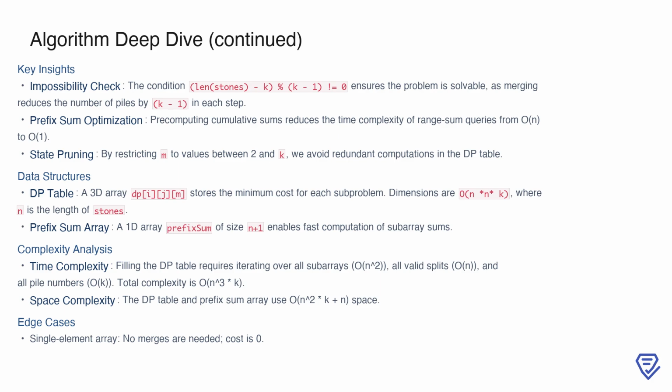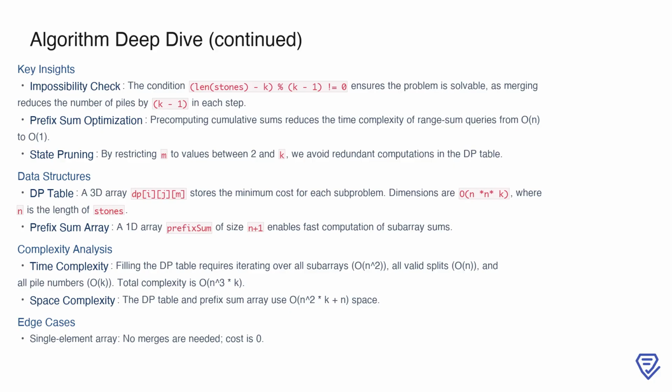For data structures, we rely on a 3D DP table, DP[i][j][m], which stores the minimum cost for every subproblem. The size of this table is proportional to O(n^2 * k), where n is the number of stones. Additionally, the prefix sum array, of size n + 1, supports efficient range sum calculations.